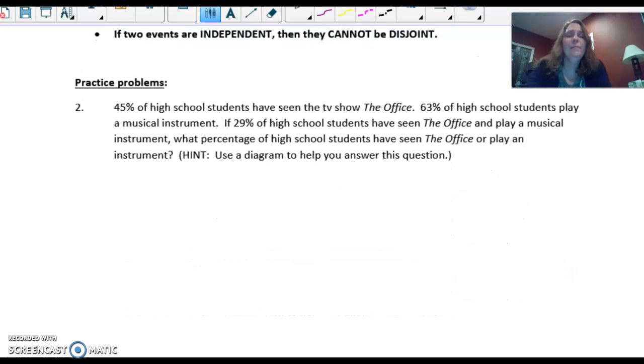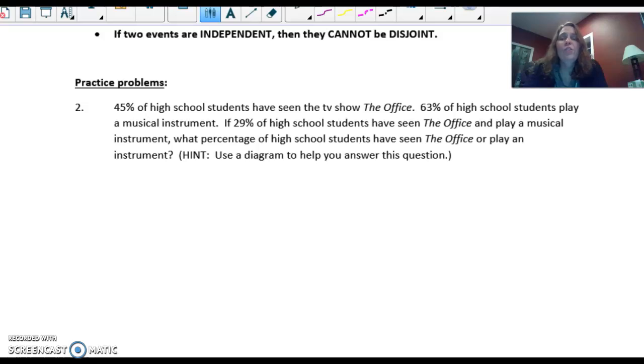Here's a little bit of practice. 45% of high school students have seen the TV show The Office. 63% of high school students play a musical instrument. If 29% of high school students have seen The Office and play a musical instrument, what percentage of high school students have seen The Office or play an instrument?